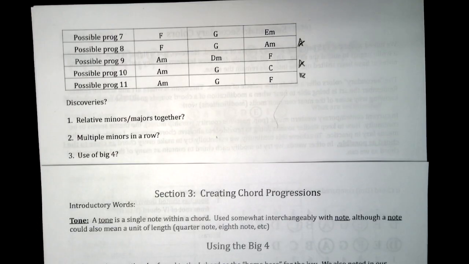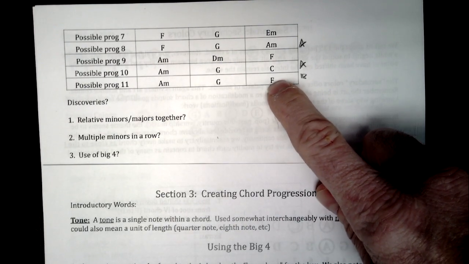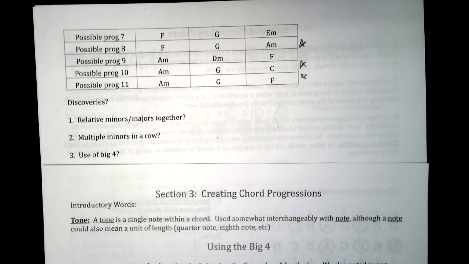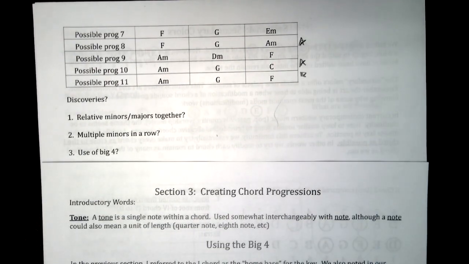Oh, that one shouldn't be there. I can't have an F there. No wonder that one sounded bad, because C is not in this chord anywhere. That's why that one sounds bad. I don't know why I had F in there. That was dumb. But anyway, maybe try progression 10.